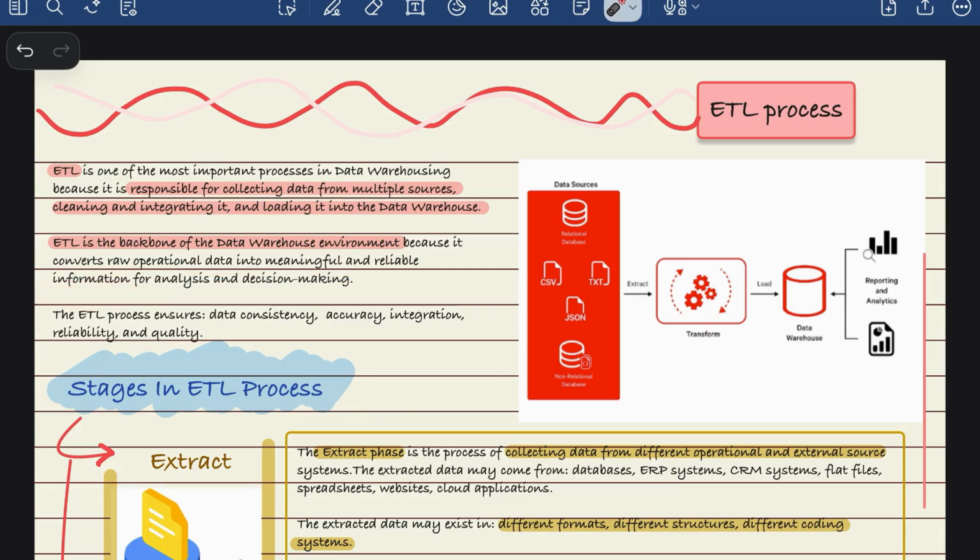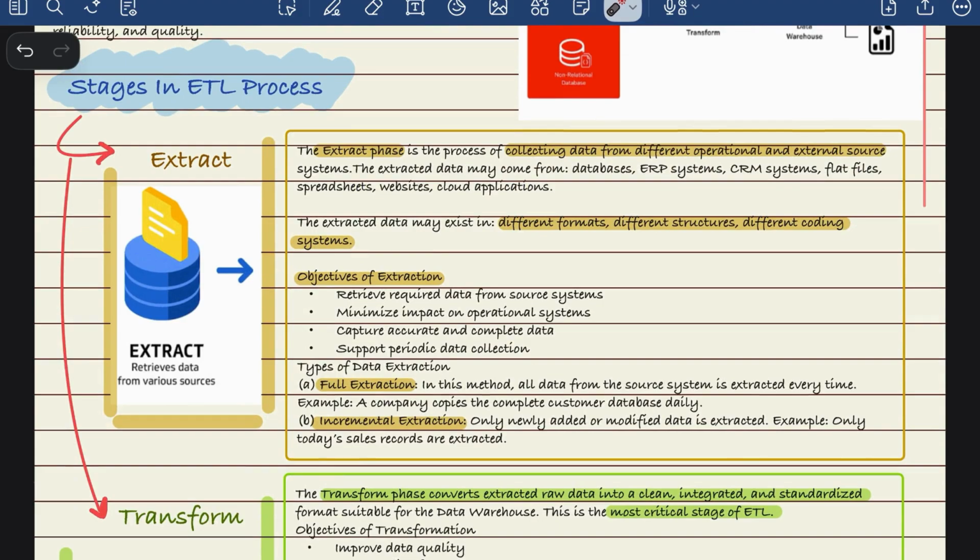So there are three steps. The very first step of ETL is the extract. E stands for extract. What we are doing here is grabbing the data from completely different, messy sources, right? And the objective is to retrieve the data, to minimize the impact on the operational system, and to capture accurate and complete data, right?